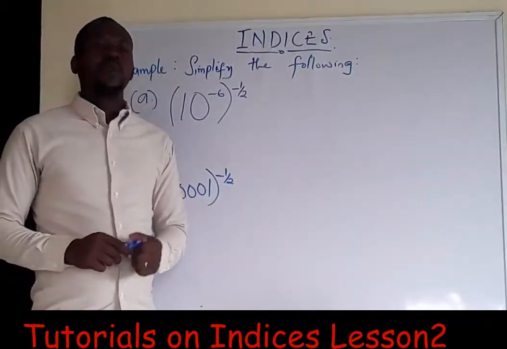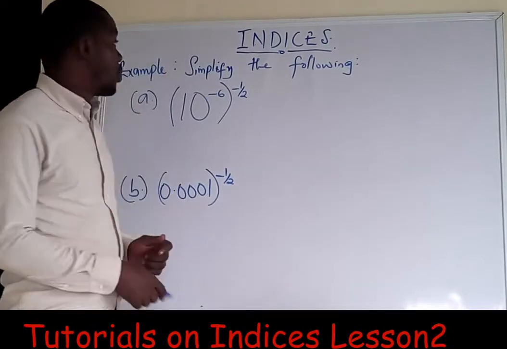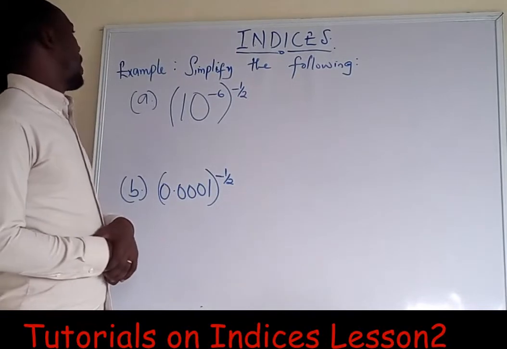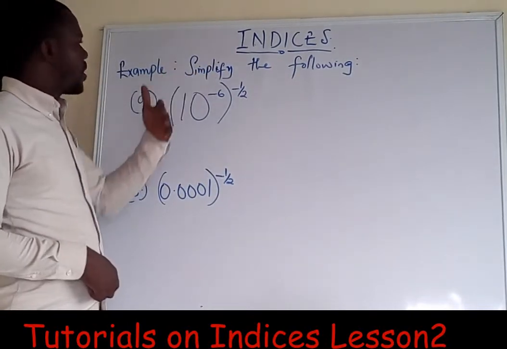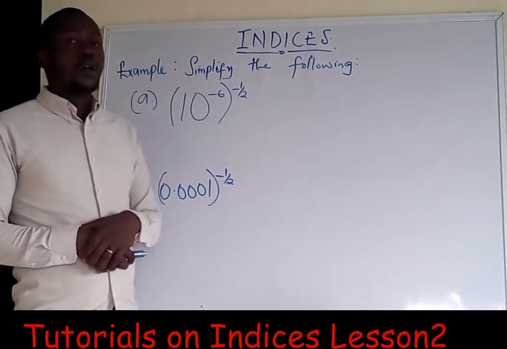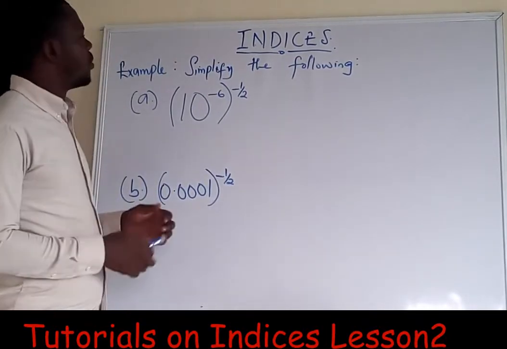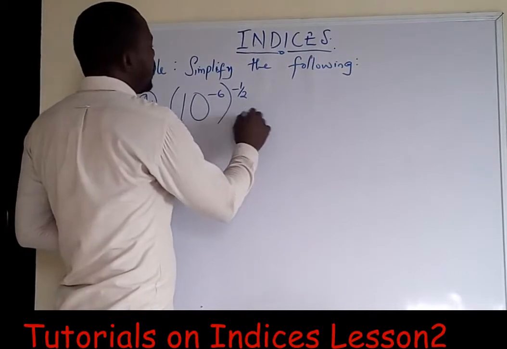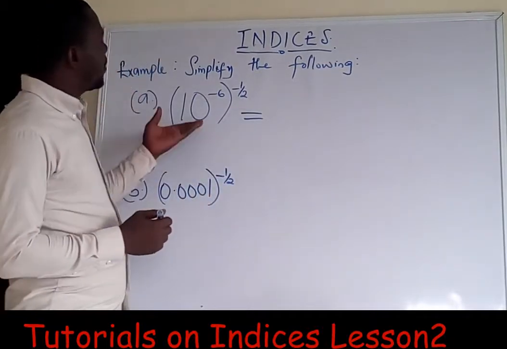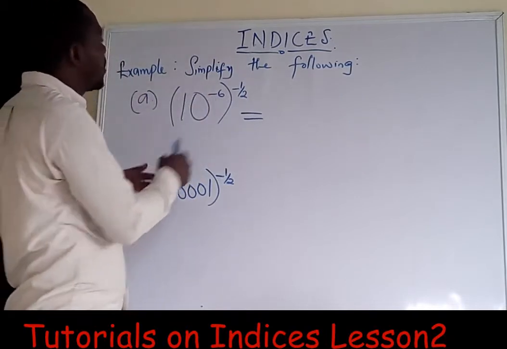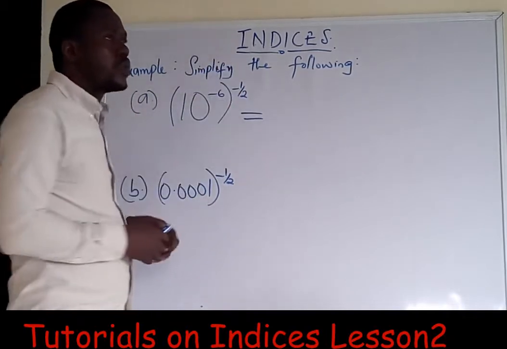Welcome back to another example under the same topic, indices. The example says we should simplify the following. We have two questions here to be simplified. The first question says 10 raised to the power of minus 6, in parentheses, raised to the power of 1 over 2.